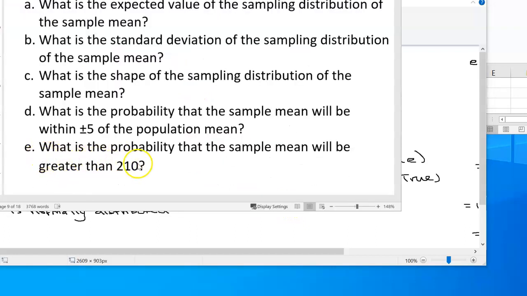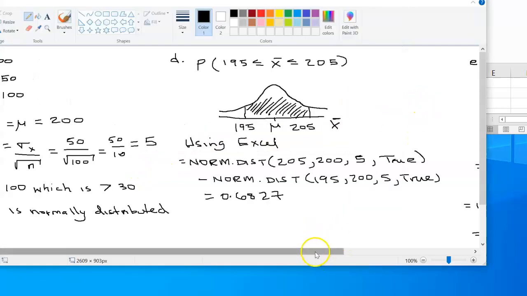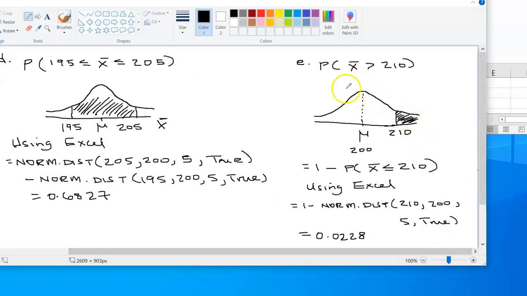Part E wants us to find the probability that the sample mean will be greater than 210. So let's go ahead and write that out in terms of probability. Over here, we see that we need the probability that x bar is bigger than 210. We do a quick sketch of the bell curve. Our mean is in the middle here. So 210 is to the right of the mean, which is 200, and we want to shade the greater area because they said we want to find x bar greater than 210. So what's this area? What's this probability?